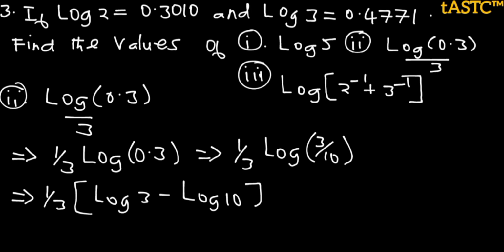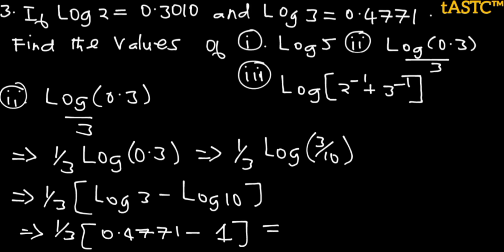Now obviously this is going to be a 1, and we have been given log of 3 as 0.4771. So that is a third multiplied by 0.4771 minus log 10, which is a 1. So we need to find out what that is going to give. So this is going to be 1 over 3, so that gives us negative 0.5229.